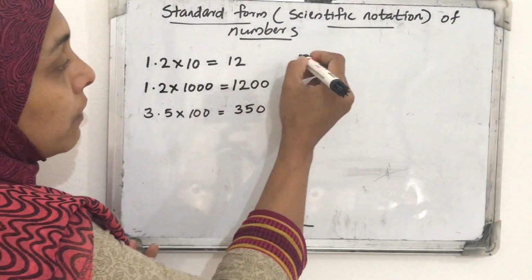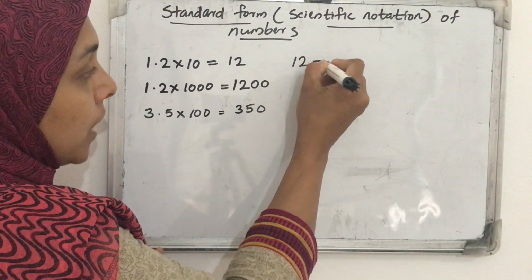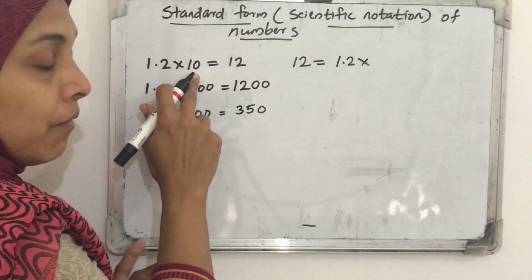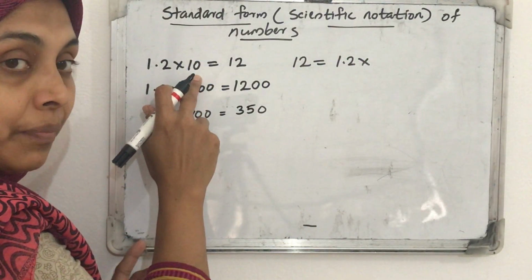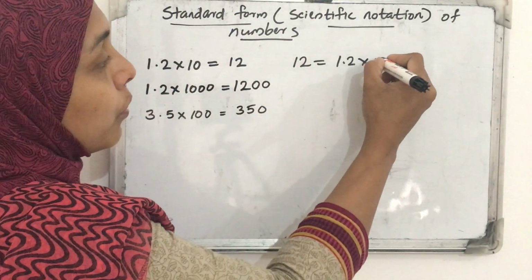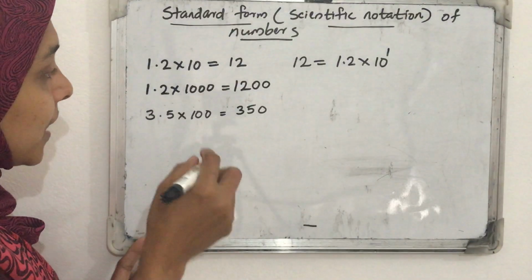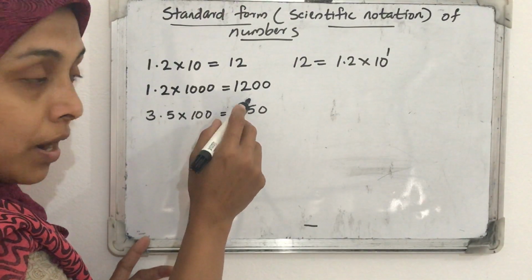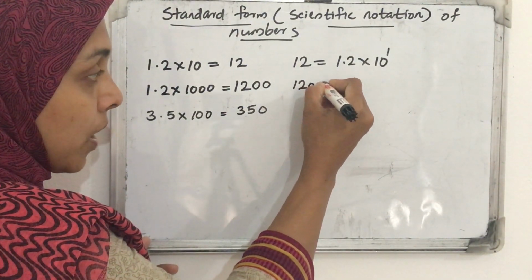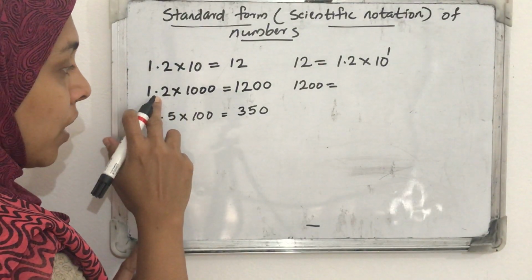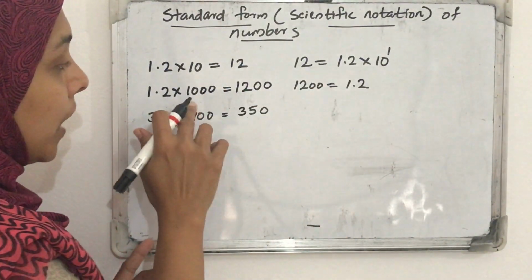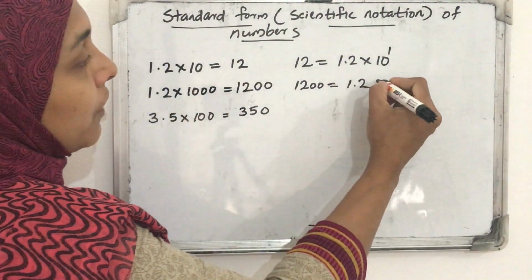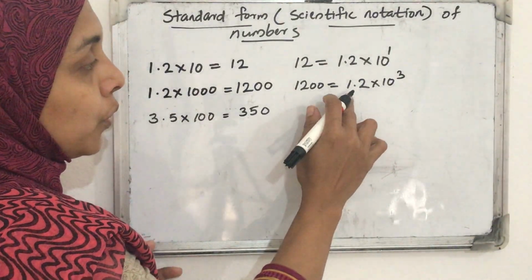So this 12 we can express as 1.2 into 10 raised to what? Here the power of 10 is 1. So 1.2 into 10 raised to 1. Just like 1.2 multiplied by 1000 gives 1200. So we can express 1200 as 1.2 into 1000, and we write this 1000 in power form with 10 as the base. It will be 10 cube, so 1.2 into 10 cube.